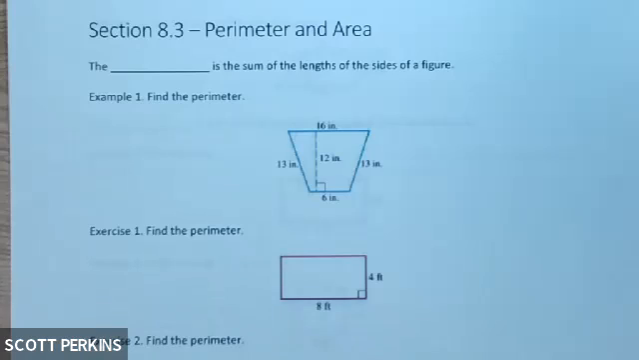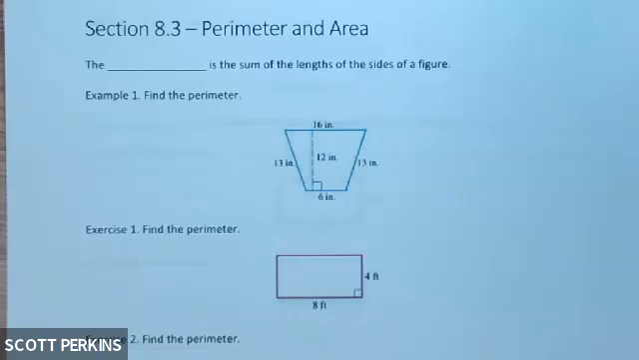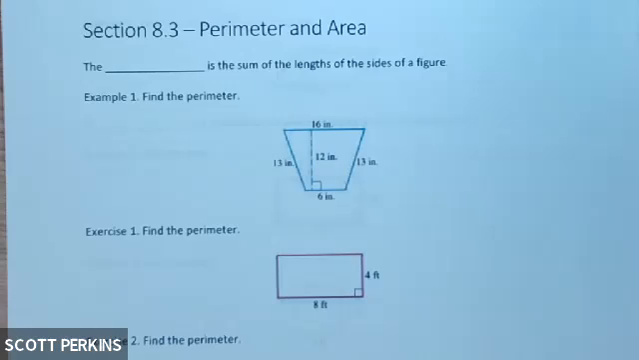Well, here we are. We're going to be talking in section 8.3 about the perimeter and the area of our polygons. Most of our focus is going to be on things that have either 3 or 4 sides, just because they have the most straightforward ways to figure out the perimeter and area. So first off, the idea of perimeter.